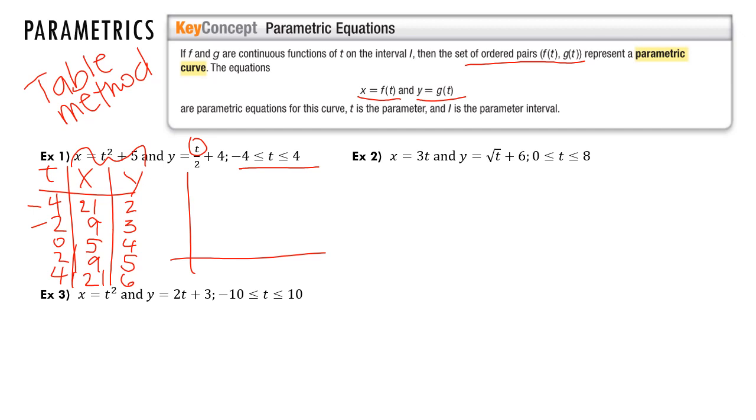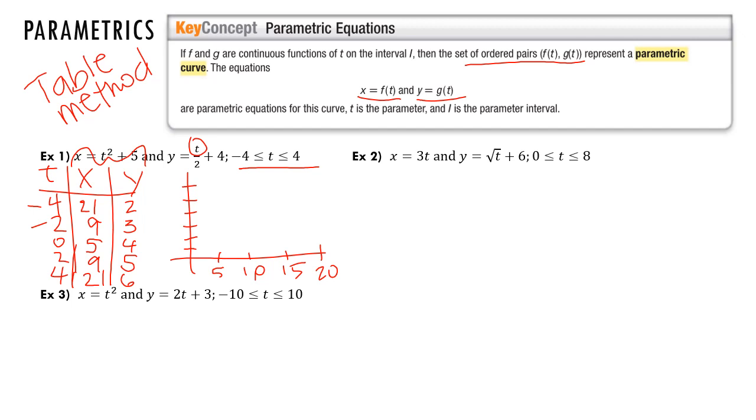We're just going to graph those points. Plugged in t to both functions, got some new numbers, got some new points. So since the x goes up to 21, I'm going to go by 5s. 5, 10, and the other numbers, I can just go by ones. The y's, 1, 2, 3, 4, 5, 6.